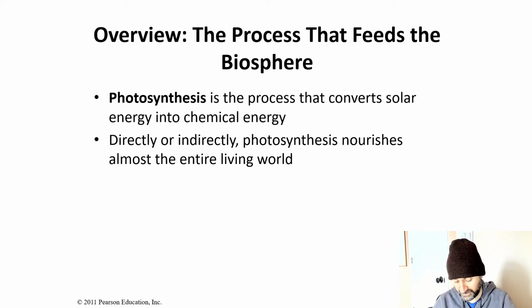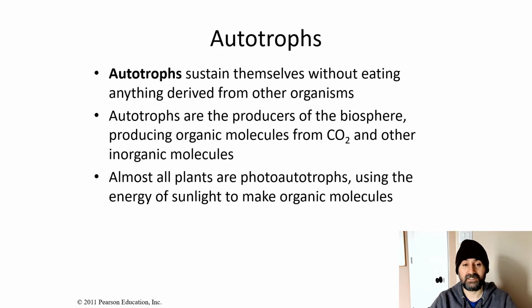And where does photosynthesis occur? I want you to know that it occurs in the chloroplast. Remember the chloroplasts? It's the photosynthetic organelle. I want you to know that the creatures are called autotrophs. These are the photosynthesizers. These are the ones that can sustain themselves without eating other organisms.